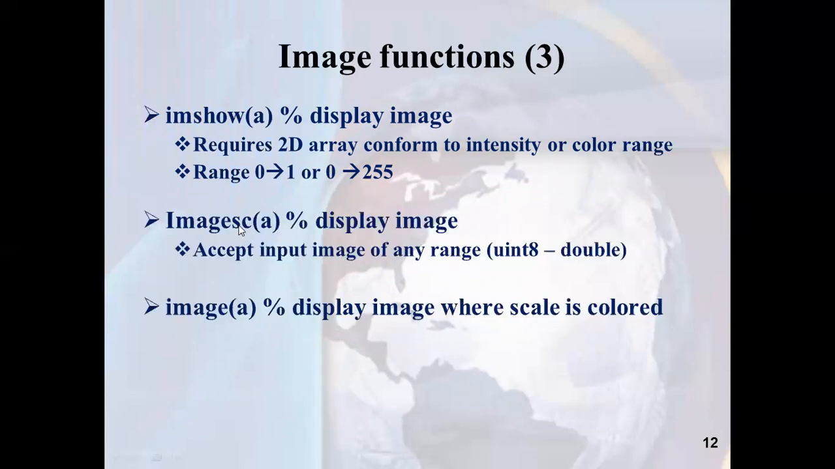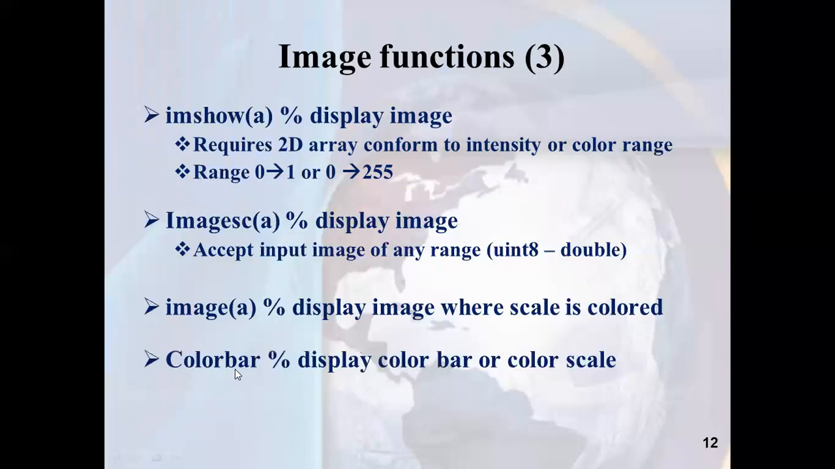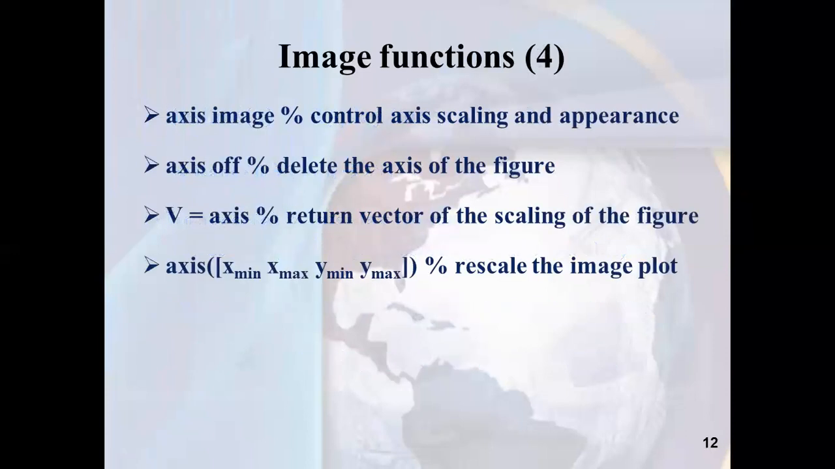Now, imagesc can accept any kind of range of values, assuming that the data are either unsigned integer 8, which means values between 0 and 255, or values are double. In this case, imagesc, SC, means scale. It scales the values of the image between 0 and 255, or between black and white. Image A also displays the image, but with the scale colored. Colorbar gives a bar that represents the different colors with different levels.